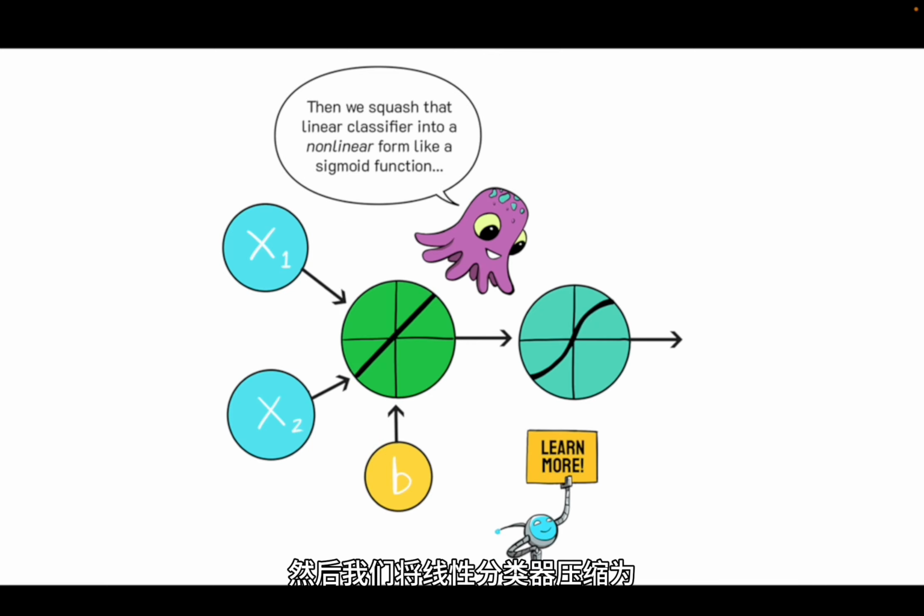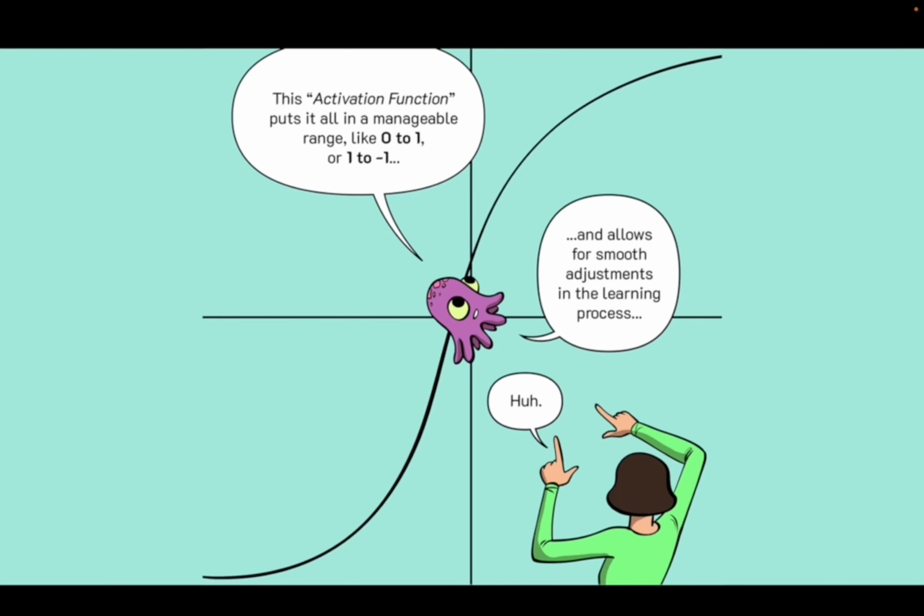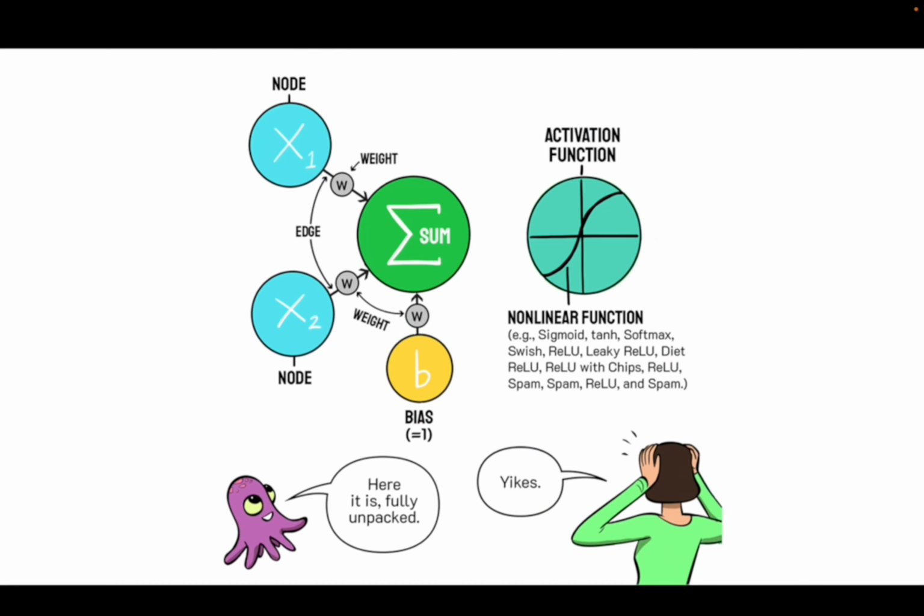Then we squash that linear classifier into a nonlinear form, like a sigmoid function. This activation function puts it all in a manageable range, like 0 to 1 or 1 to -1, and allows for smooth adjustments in the learning process. Huh! Here it is, fully unpacked. Yikes!